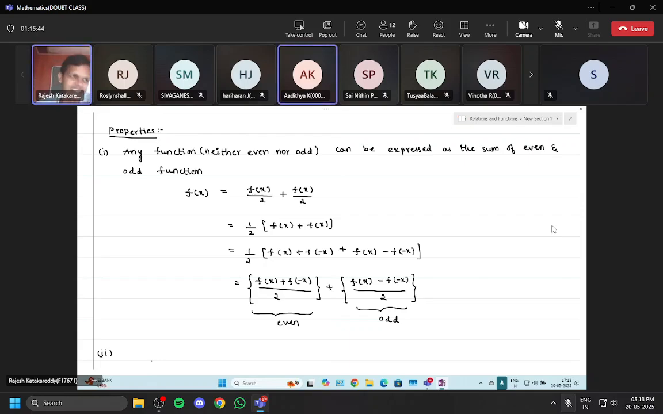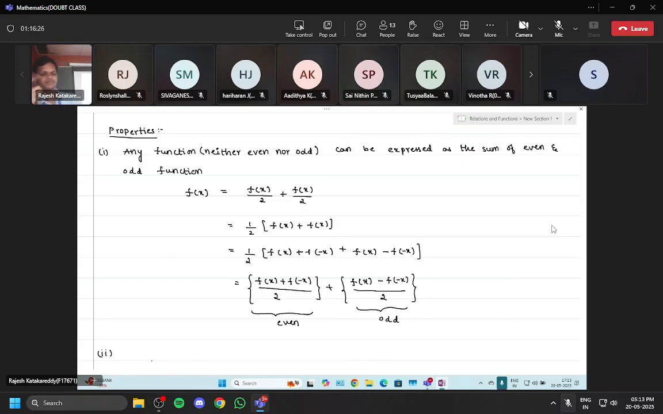You can write sin x as sin x plus sin of minus x by 2. That part over there is the even part, right? And then the next part is sin x minus sin of minus x. That part is the odd part. Clear? You simplify it, you will get even part is 0 and odd part is sin x only. That is an odd function. Clear? We will use this property when we have neither even nor odd. I am not saying we cannot use it for even or for odd. We can use it.